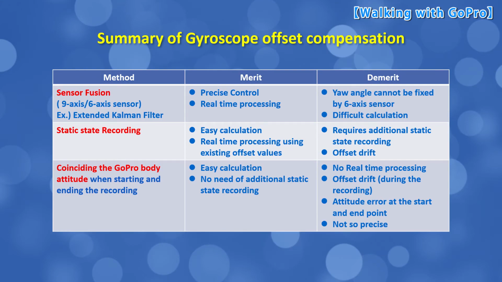I just summarized the gyroscope offset compensation in the table. The gyroscope offset including its drift is said to be determined by individual product differences. Many IT devices such as smartphones adopt a sensor fusion algorithm.